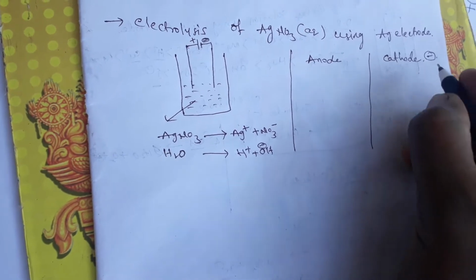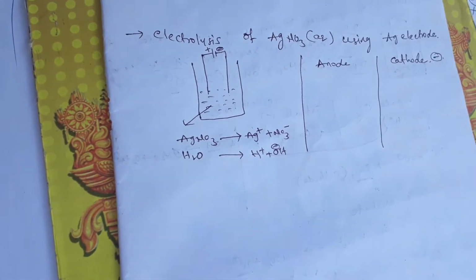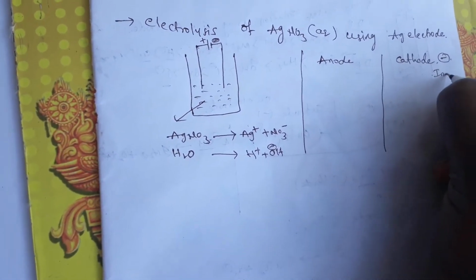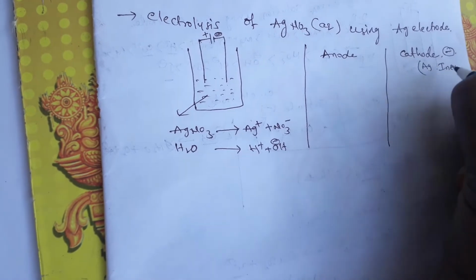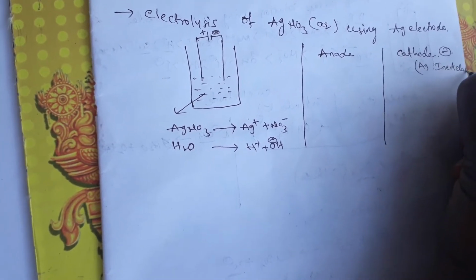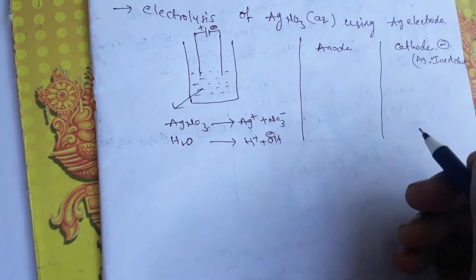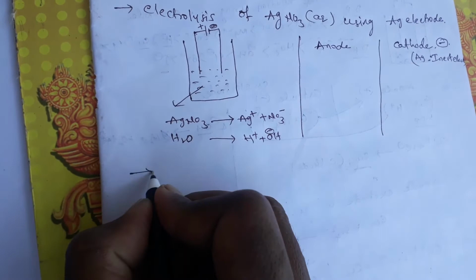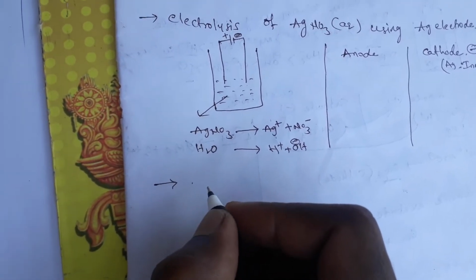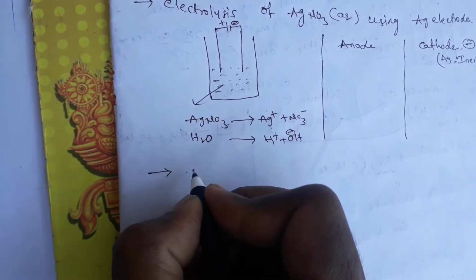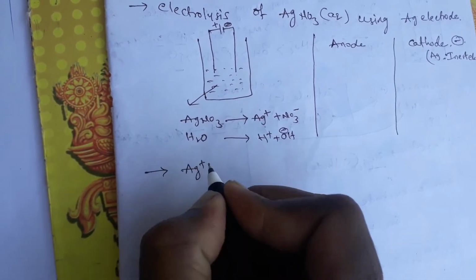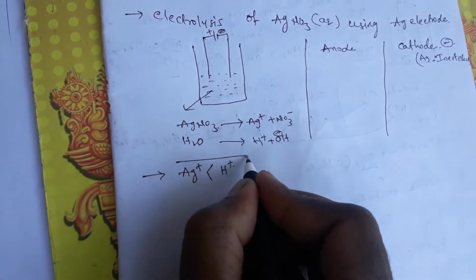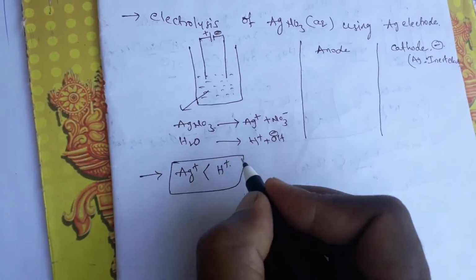So at the negative electrode, silver acts as an inert electrode, that means there is no reaction with the silver plus ions. So according to the discharge potential theory, silver plus is having the least discharge potential compared to the H plus.